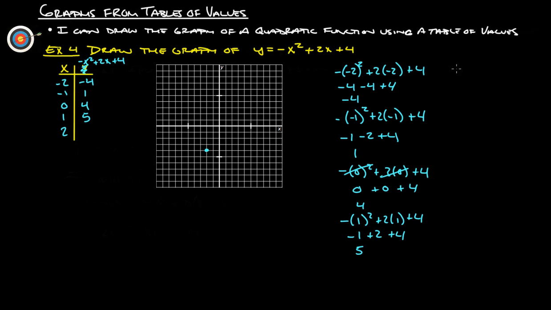And then our last one we'll do is +2. So we do negative 2 squared plus 2 times 2 plus 4. 2 squared is 4. Opposite of that is -4. 2 times 2 is 4. And then another plus 4. So that ends up giving us a 4 as well. Okay? So now we can graph all these things. So we already did -2, -4. So -1 is at 1. 0 is at 4. 1 is at 5. And 2 is at 4.